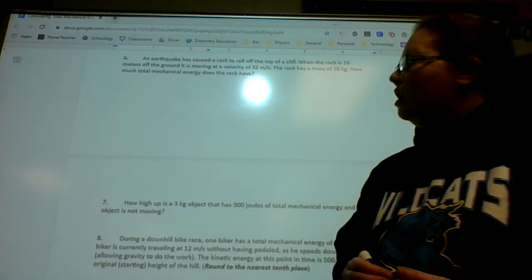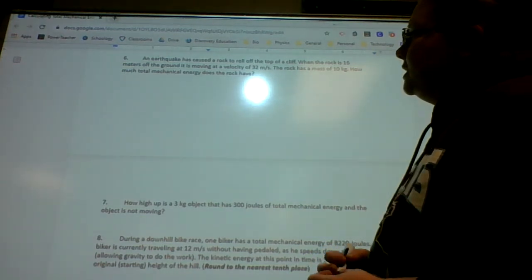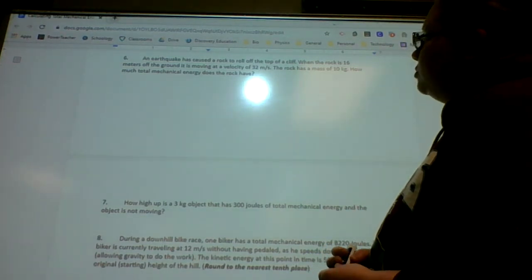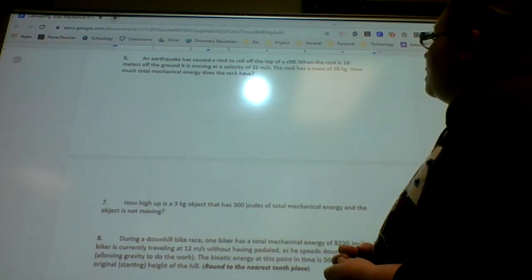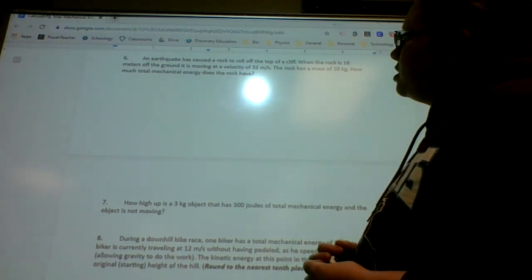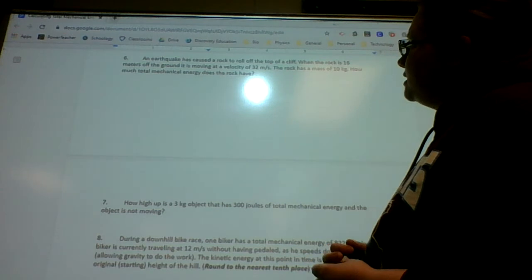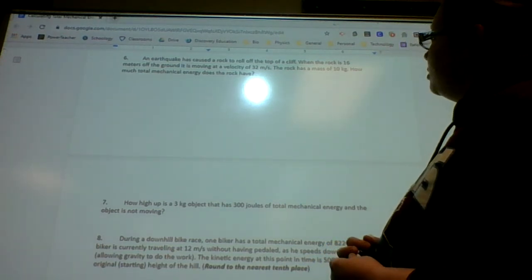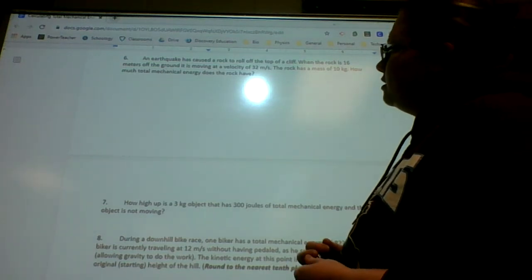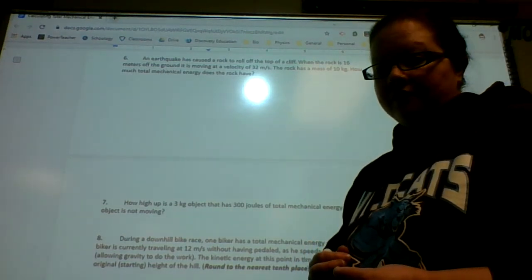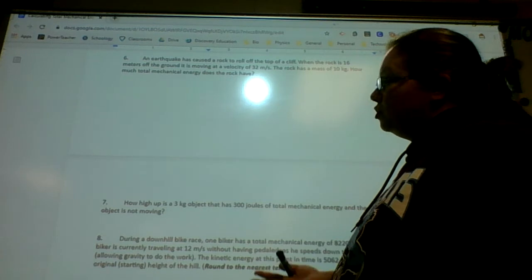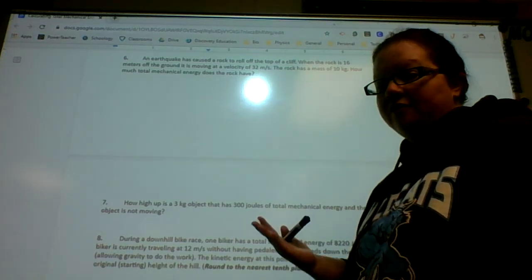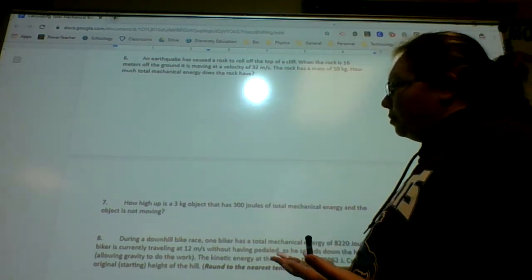All right, so for number 6, it says an earthquake has caused a rock to roll off the top of a cliff. When the rock is 16 meters off the ground, it is moving at a velocity of 32 meters per second. The rock has a mass of 10 kilograms. How much total mechanical energy does the rock have? So we have a few pieces of information here, and we have plenty to solve the problem.